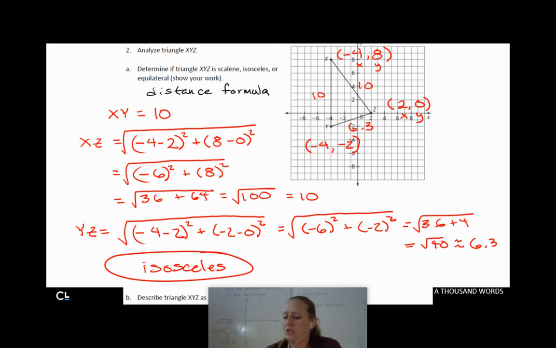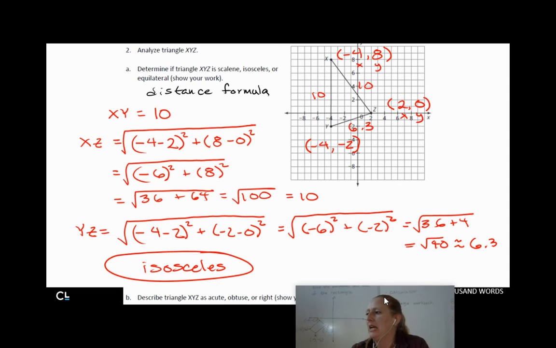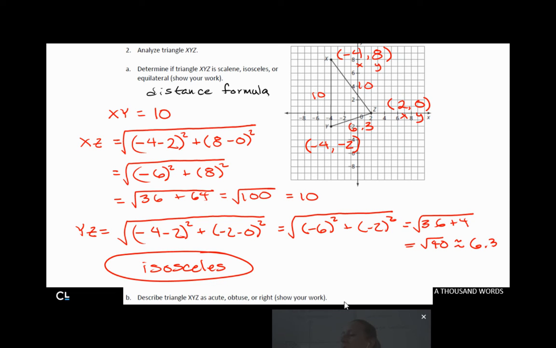There is a second question down here. My camera's in the way. Hang on. My face is in the way. There is a little bit more. Describe triangle XYZ as acute, obtuse, or right. Also show your work. All right.